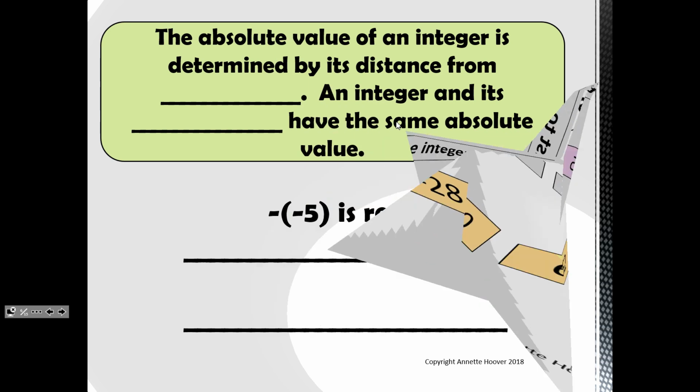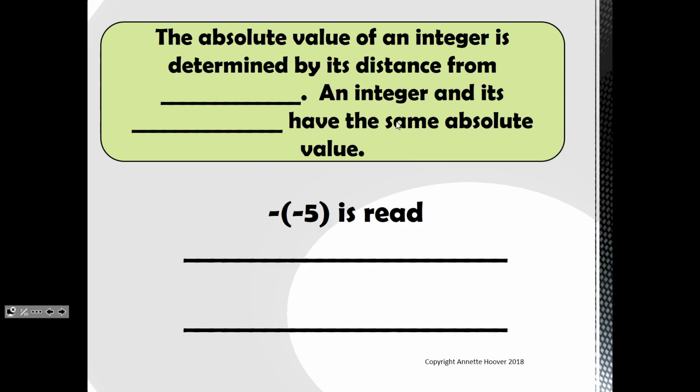Now we're going to look at the absolute value. Absolute value are the signs that go straight, a pair of lines that go straight up and down like this. And inside you might have a -3, you might have a 7, you're going to have some number inside that, and we call that the absolute value sign.